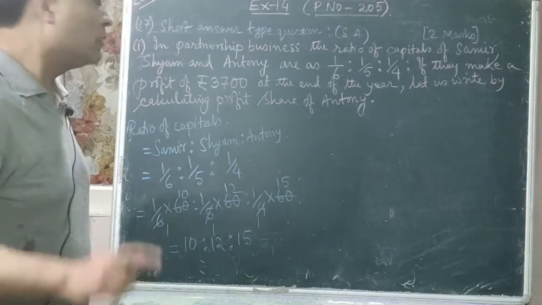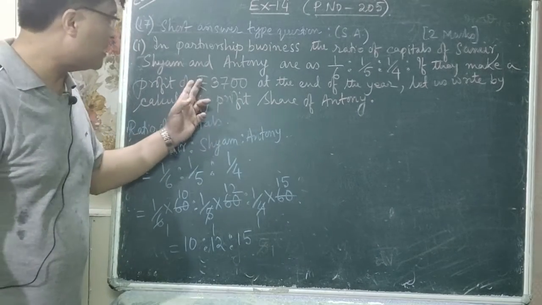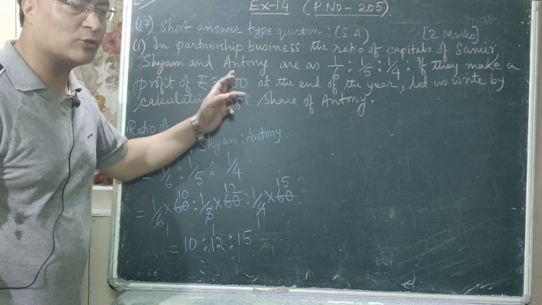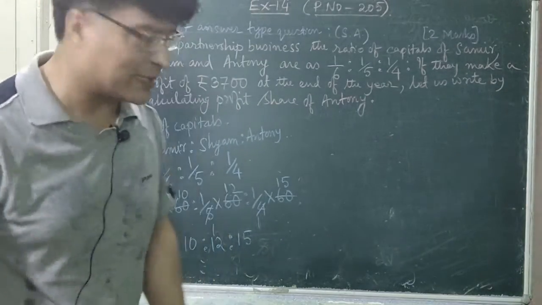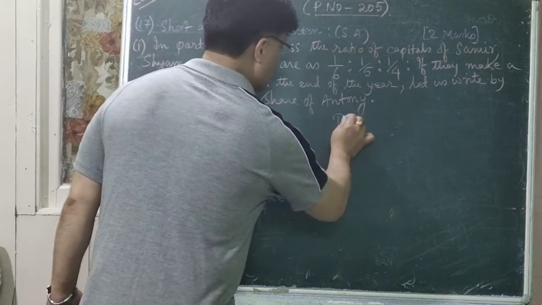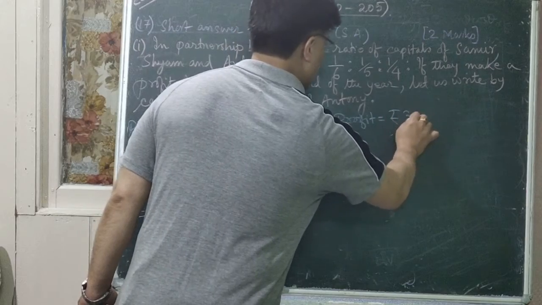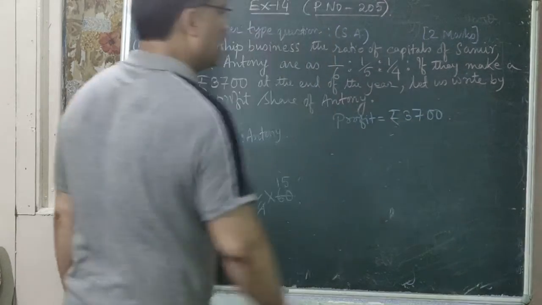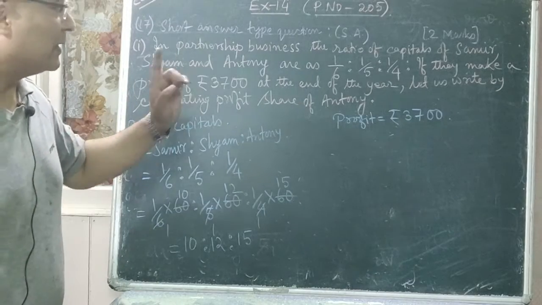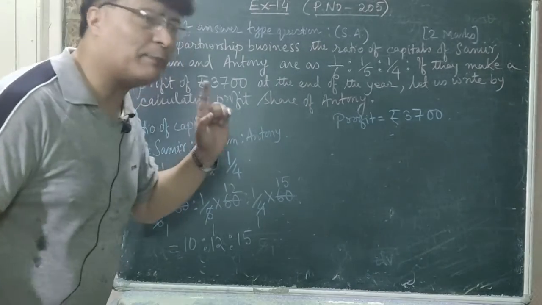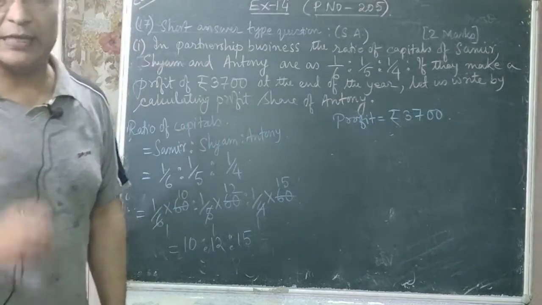So now this profit is equal to rupees 3,700. Now this profit rupees 3,700 should be divided in the ratio 10:12:15. Is that clear? So here profit is equal to rupees 3,700. This is your total profit at the end of the year. Now you have to find out only profit share of Anthony. Anthony को मात्र हामी profit share निकाल्छौं यसमा.